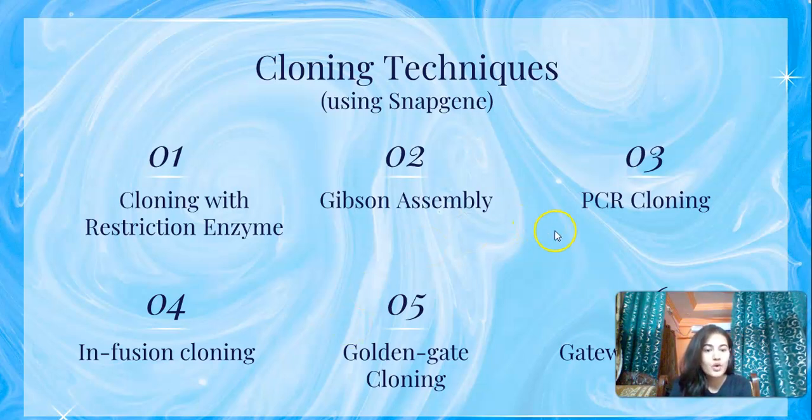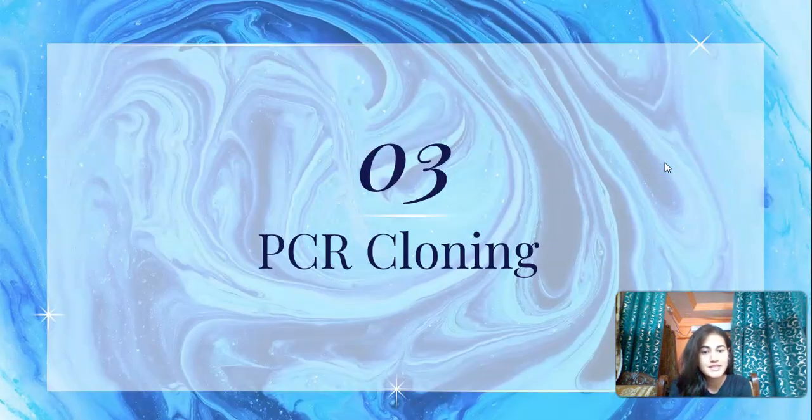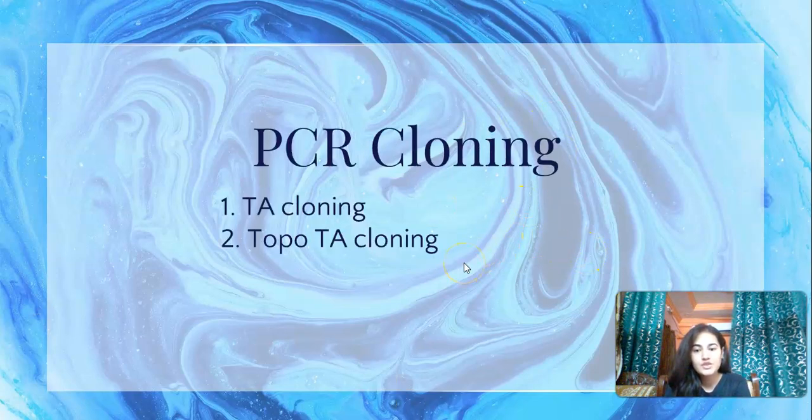So let's jump on PCR cloning in this video, and we will learn how PCR cloning is performed using SnapGene and how we can efficiently use the SnapGene tool to make our own plasmid using PCR cloning, and why we use the PCR cloning technique. Before going to SnapGene, I will tell you that there are two types of PCR cloning techniques: TA cloning and TOPO TA cloning.